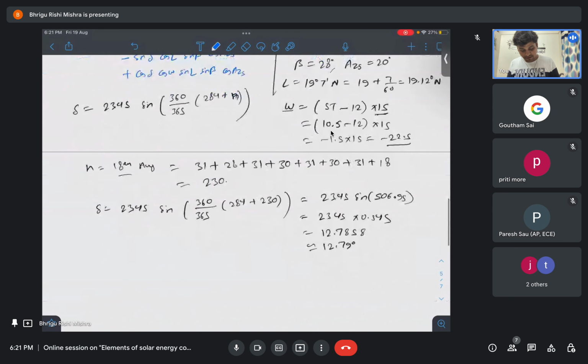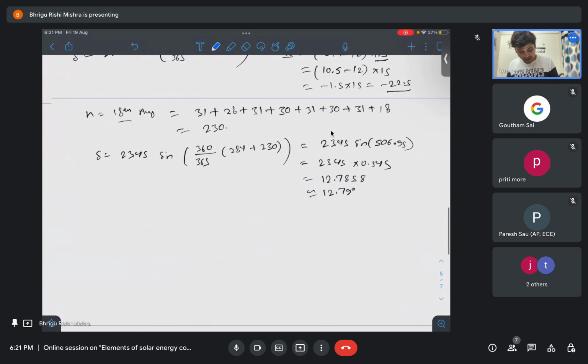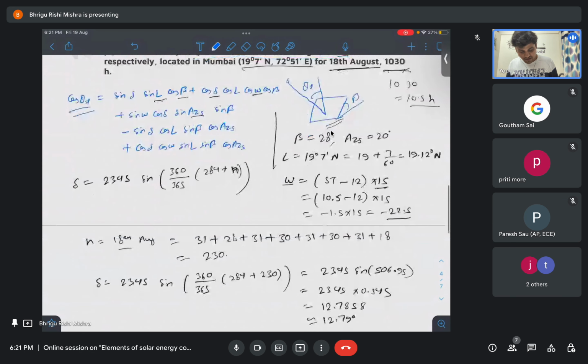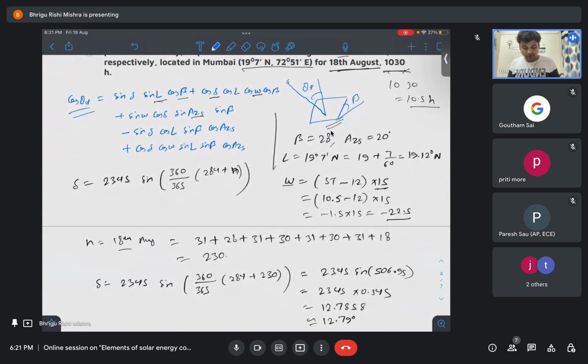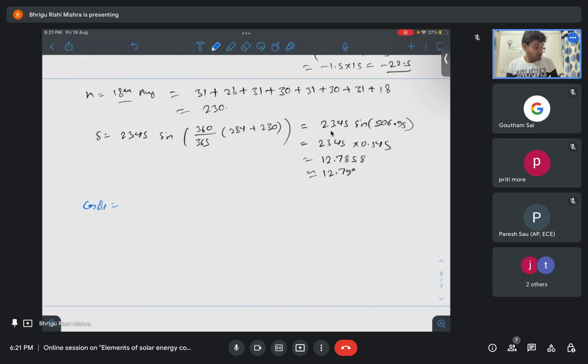Okay, so now we have all the values, and now we can simply put in the formula and calculate cos theta t. If you put all these values in the calculator, you will get cos theta t around 0.913. I already have the answer here, so you can calculate just to check again.